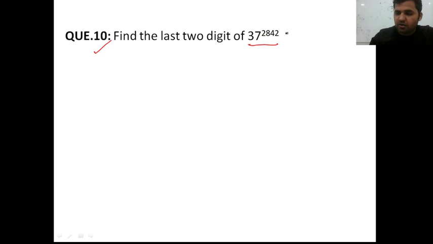Finding the last 2 digits is also related to the concept of the Euler remainder theorem. With the help of the Euler remainder theorem, you can find out the last 2 digits in some questions. What will be the last 2 digits of 37 power 2842? 67 is the wrong answer.